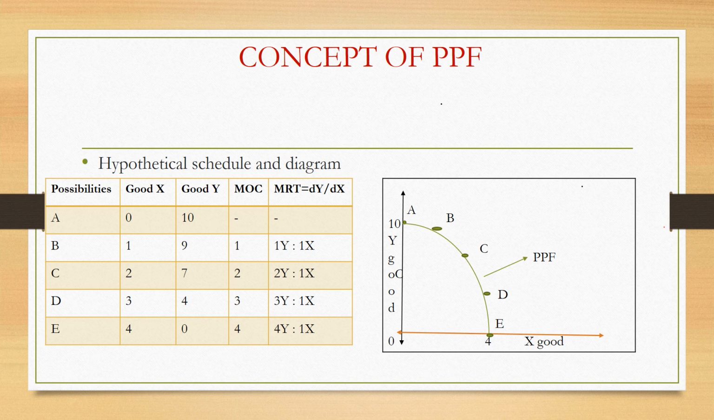When these points A, B, C, D and E are joined, we get a curve AE, which is called production possibility frontier. This curve shows the maximum limit of production of good X and good Y.